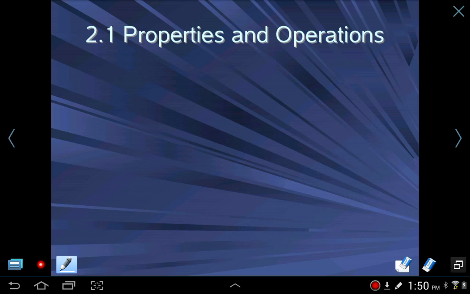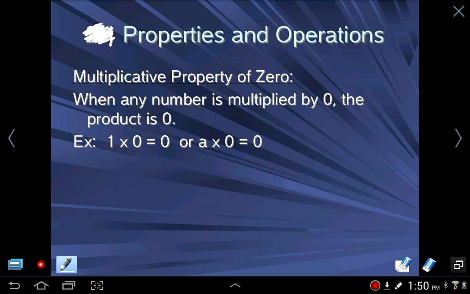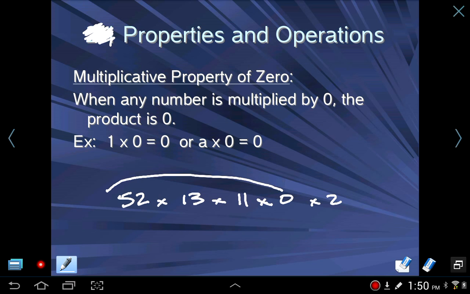And our last slide here, get rid of this 2.1, that's from a previous year, is the multiplicative property of 0. And this one is simply this. Anything multiplied by 0 equals 0. Okay? And you guys know this. And again, this becomes helpful if you get a string of problems like this. If I give you 52 times 13 times 11 times 0 times 2, all right, use your commutative property and associative property, get 0 to the front. Anything times 0 is 0, so your answer is 0. That's where that one becomes important.